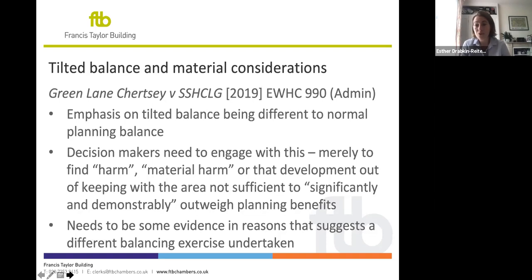And it needs to be really clear in the reasoning of the planning decision maker that a different planning balance exercise has been undertaken when they're applying the tilted balance. So that's a quick run through some of the really recent cases on the issue. I'm now going to pass back to Andrew for a further discussion of the case law and some practical pointers. Thank you, Esther. Yes, and now back to my slides.